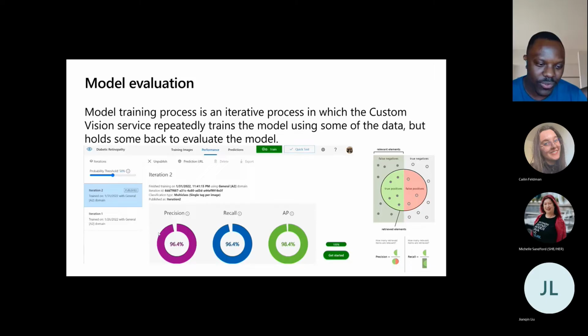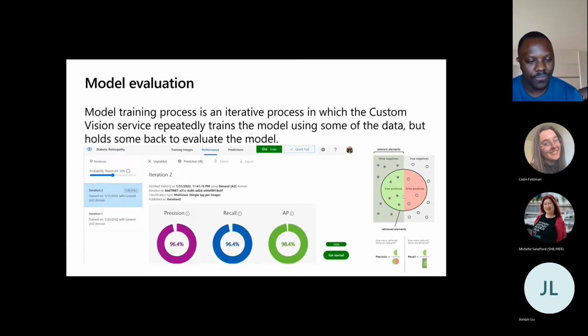Once we train, we get these metrics, and each train corresponds to an iteration. If you train it once, that would be iteration 1. You make some changes and train it again, and you would have a second iteration. We would have these metrics: precision, recall rate, and average precision. Precision generally is what percentage of the class predictions made by the model were correct.